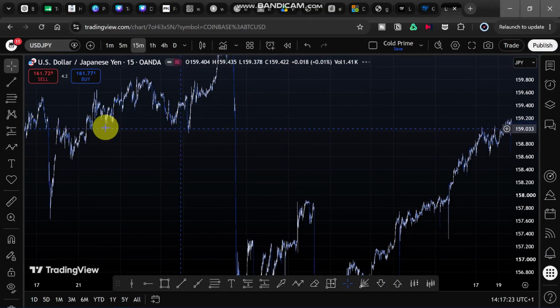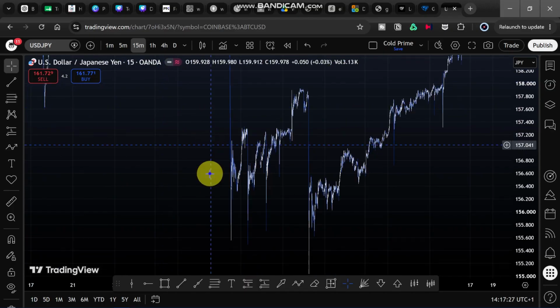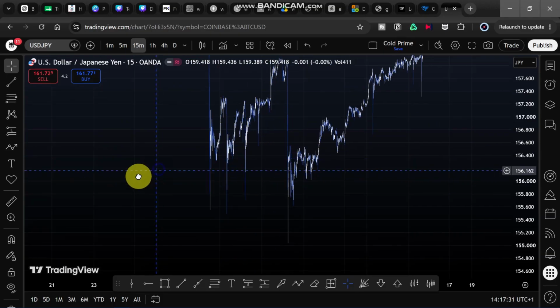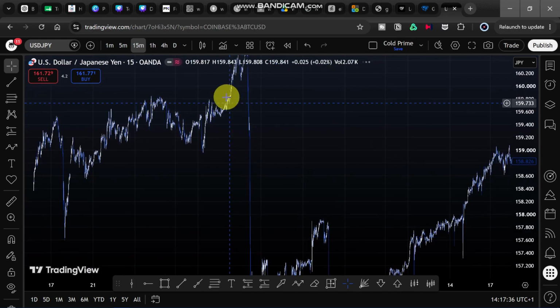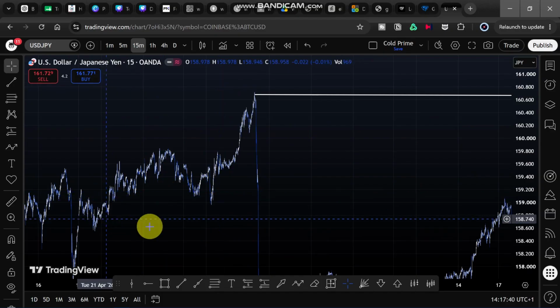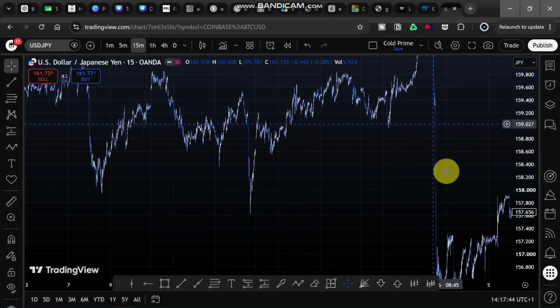It took out all of these lows, took out these lows, right? And started printing these wicks here. But from here, you could say that this market was in a downtrend, after it was taking all of these lows. And on the higher time frame, this was a pullback.